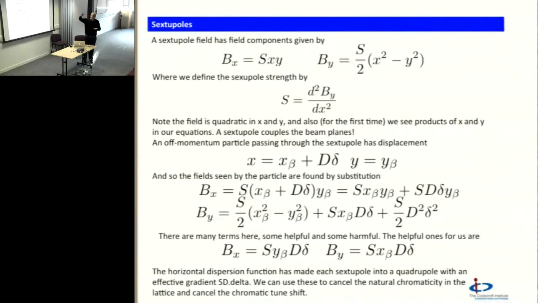Can't have any arbitrary B field. You have to obey Maxwell's equations. It has to be curl-free. So it has to have this very special form. So it's quadratic in x and y in By. So we're going to get some horizontal effects going on, which is pretty good.